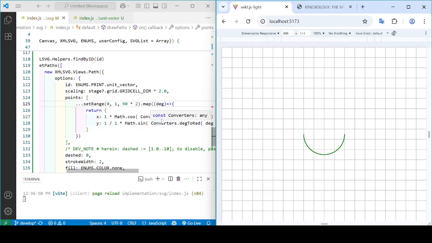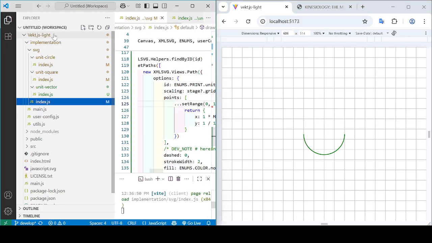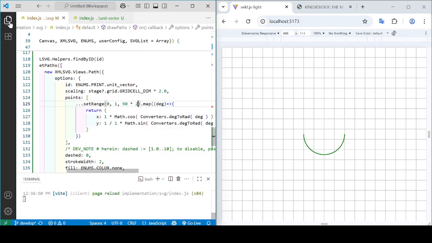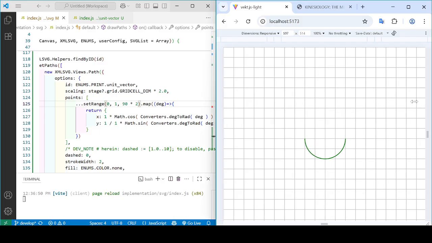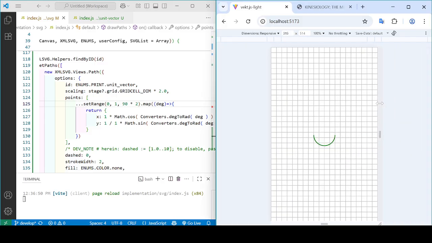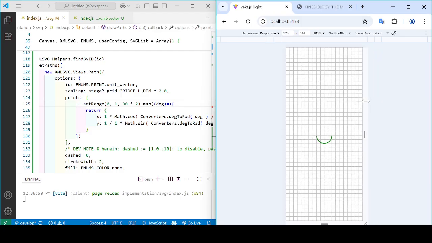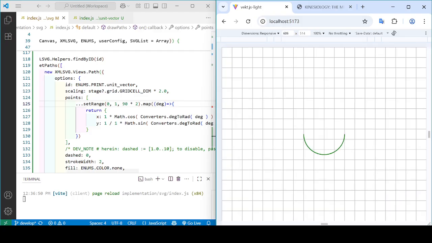So I continue working on this project called Vekt.js-light. It's just a light version of Vekt. What it does is basically just minimalistic SVG onto HTML canvas wrapper. You basically have a canvas-based grid that is scalable, and you basically have this responsive sort of mechanism out of the box.